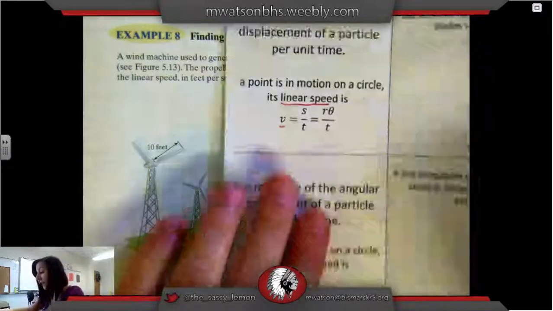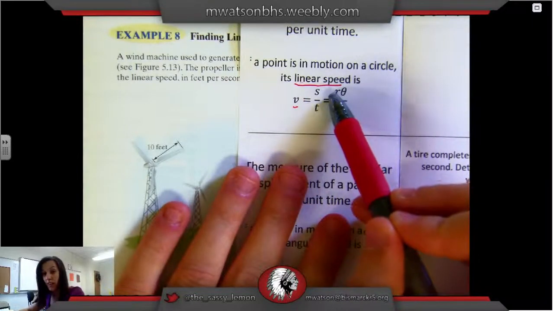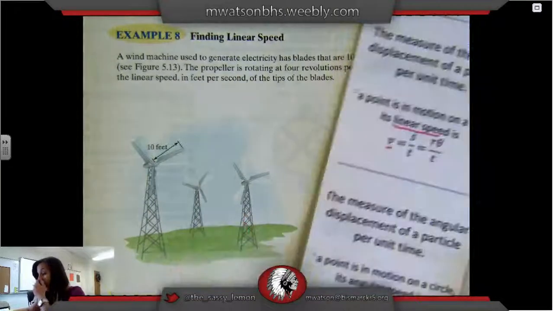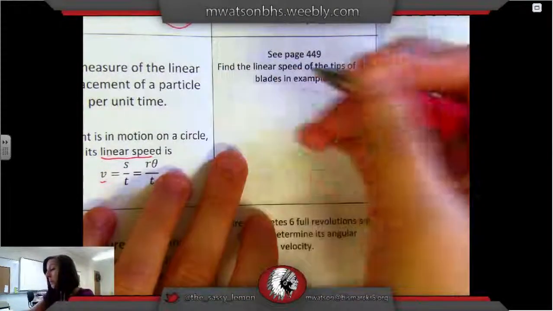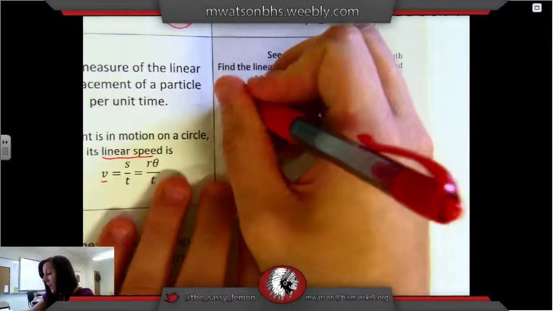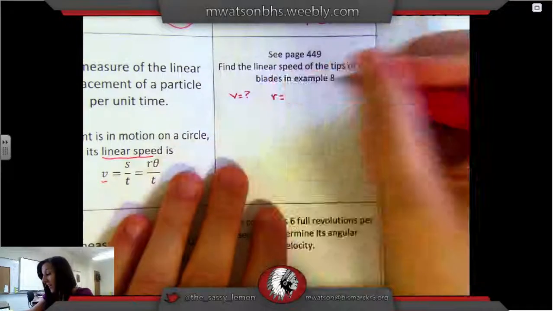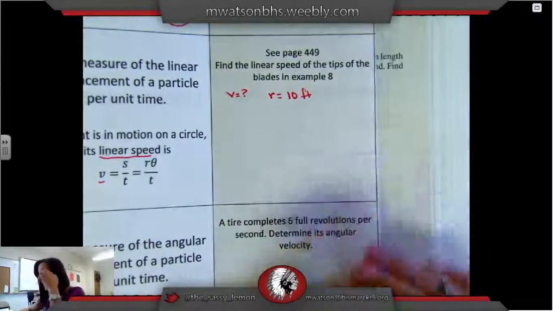So in our formula, what stuck out to me really plainly is we have the radius and we're looking for the linear speed or linear velocity. So what I'm going to do, and what I always do with word problems, is I go ahead and write down that I need to find velocity, and also I know my radius, it's 10 feet. Well, that's not near enough to help us out.